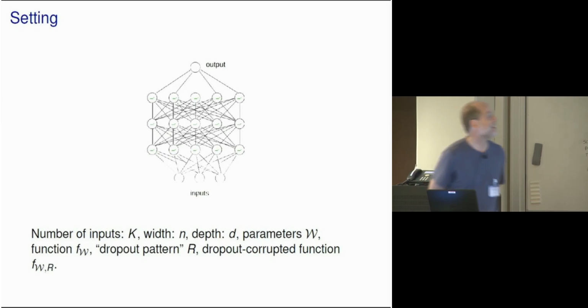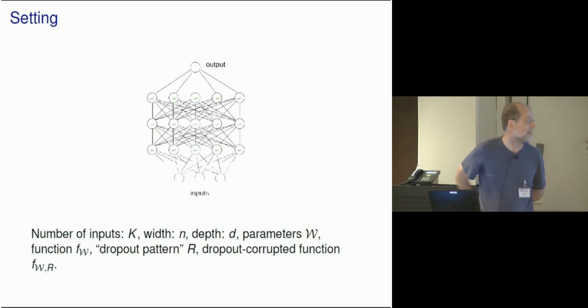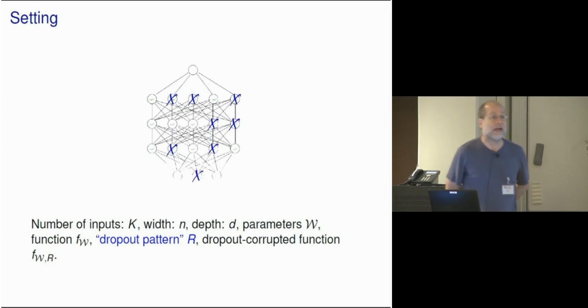We're analyzing what you might call a standard deep network architecture. You have a certain number of inputs, you have a certain number of hidden layers. Each hidden layer has the same number of hidden nodes, and each layer is fully connected with the next layer. Here's a little bit of quick notation. K is the number of inputs, N is the width, D is the depth. We'll refer to the parameters collectively as script W, and the function computed by a network with parameters script W is F sub W.